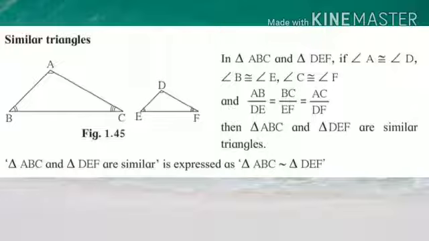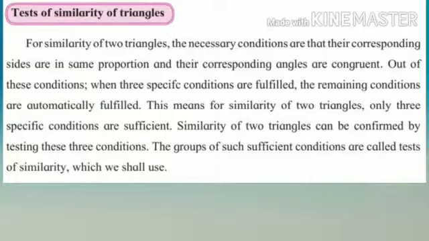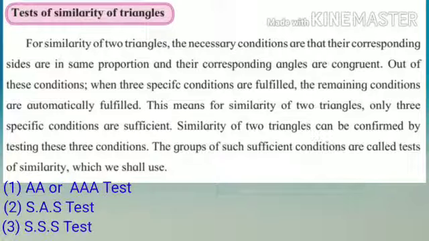Okay, this is the difference between congruency and similarity. In congruent triangles, corresponding sides and corresponding angles are both congruent, but in similar triangles, corresponding angles are congruent and corresponding sides are in proportion. Therefore, the ratio of AB upon DE is equal to the ratio of BC upon EF is equal to the ratio of AC upon DF. That means the ratios of the corresponding sides are equal. That is called corresponding sides are in proportion. Now the question is how to decide whether the triangles given to us are similar or not.